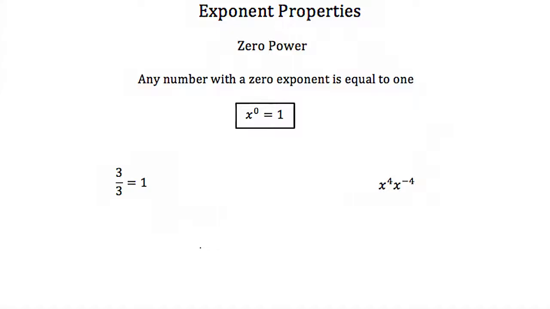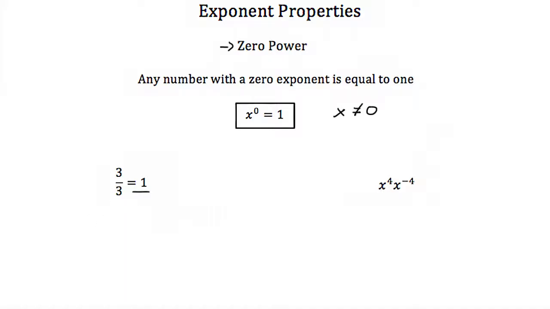Now the last exponent property we have to learn is what happens when we have a 0 power. Well, any number with a 0 exponent is equal to 1. So if we have x to the 0, it's equal to 1, as long as x doesn't equal 0. And the reason why any number or variable to the 0 power is equal to 1 is because imagine you had 3 over 3. Well, 3 over 3 is equal to 1.